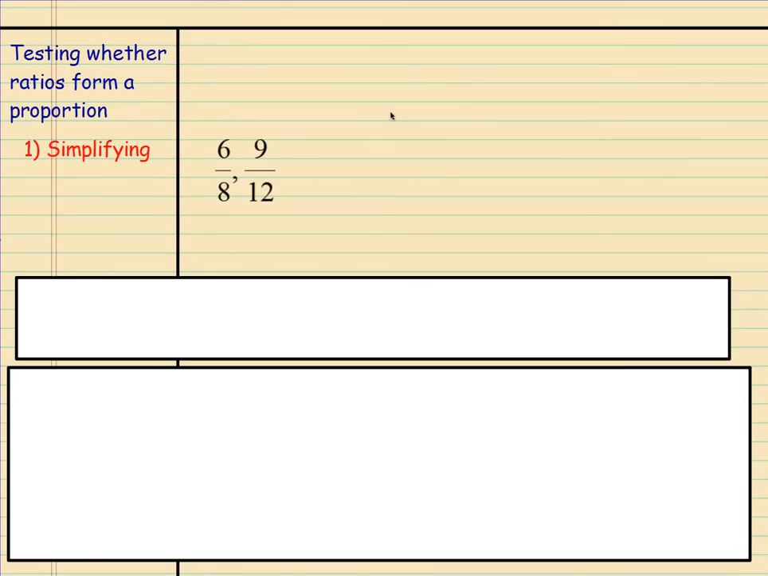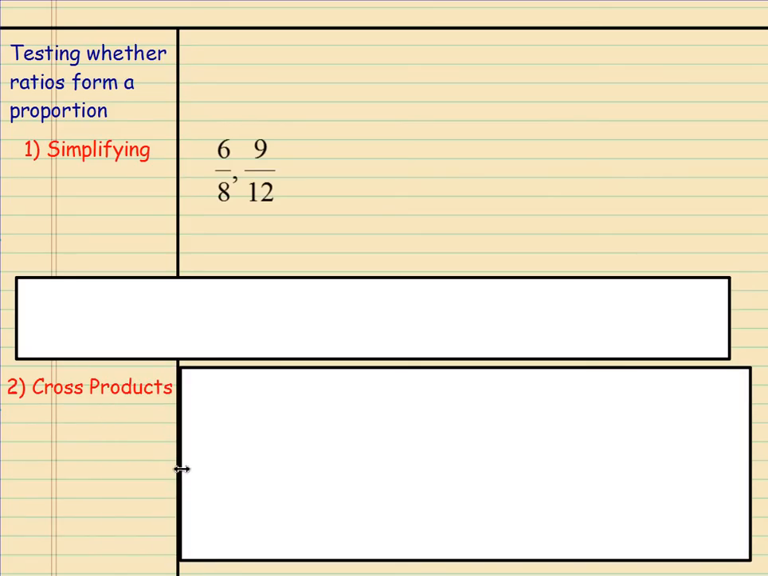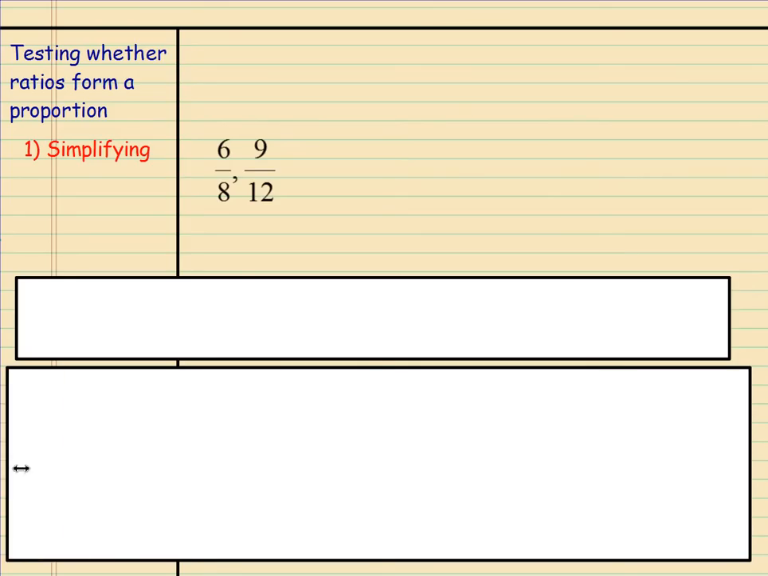Okay, so how do we test whether a ratio forms a proportion or not? How do we test whether two ratios are equivalent? There's two ways of doing so. The first is simplifying. The second one is using cross products. Now let's look at simplifying first. It's a couple of steps.